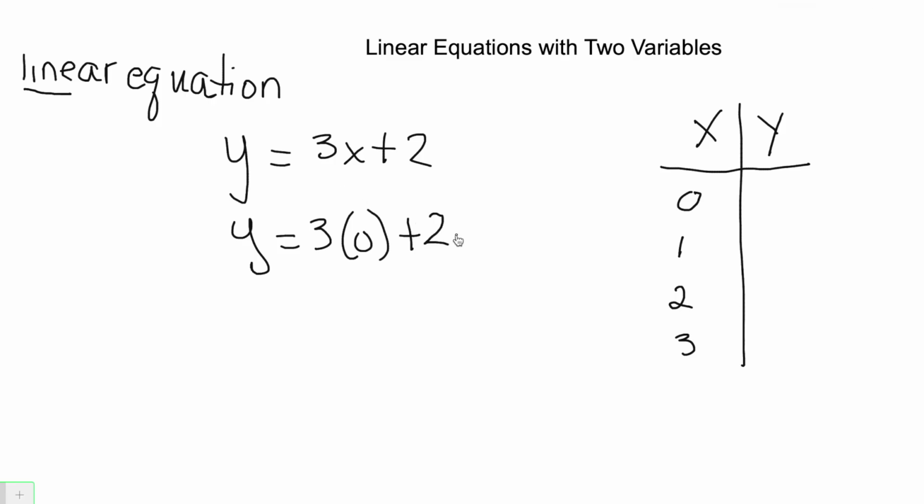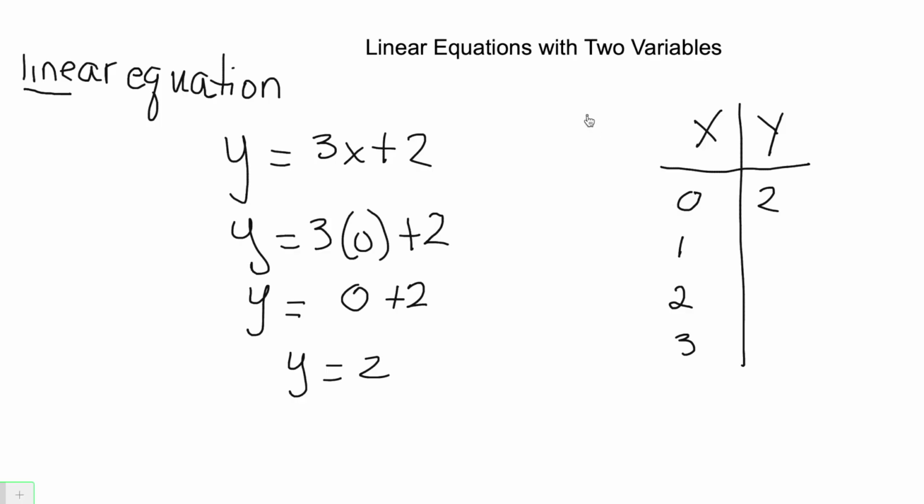Plus 2. So 3 times 0 is 0 and plus 2, and this is y equals 2. So that means y equals 2. Okay? So when my x is 0, my y is 2. If I put 2 for y, and then I'm now solving for x, I will get 0.